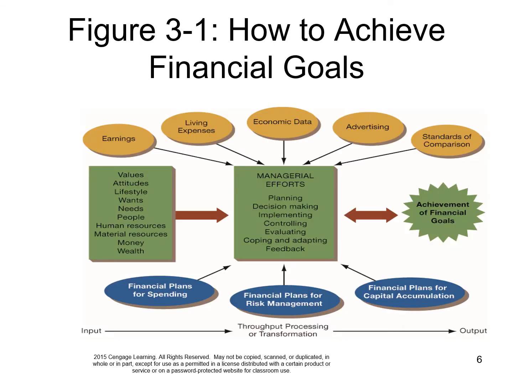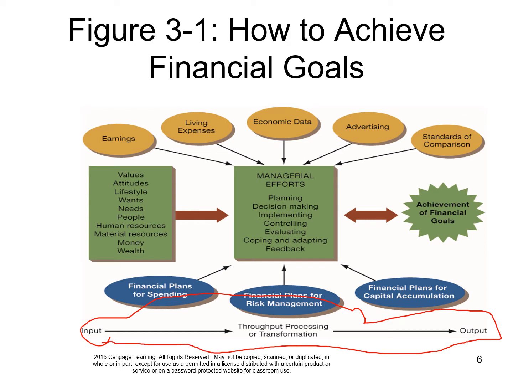This might be a fun throwback for you from 2065 if you remember talking about inputs, throughputs, and outputs, right? So here are the plans that we're going to make for spending, the plan we're going to make for risk management, and the plan we're going to make for capital accumulation or investing and having our assets earn more money.